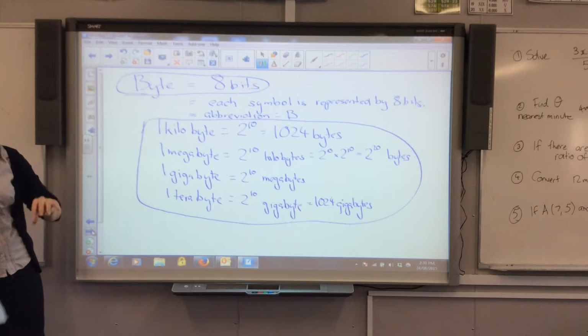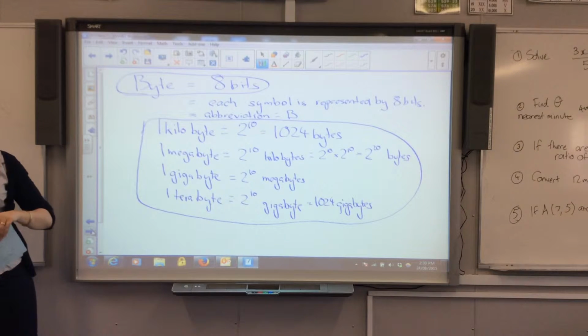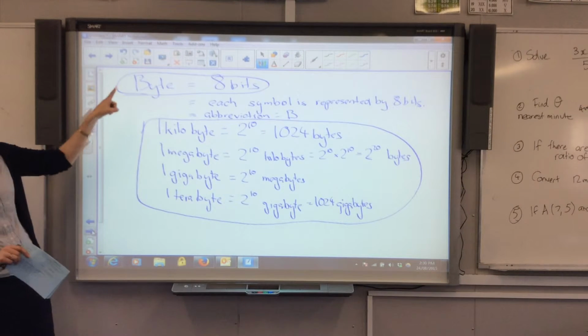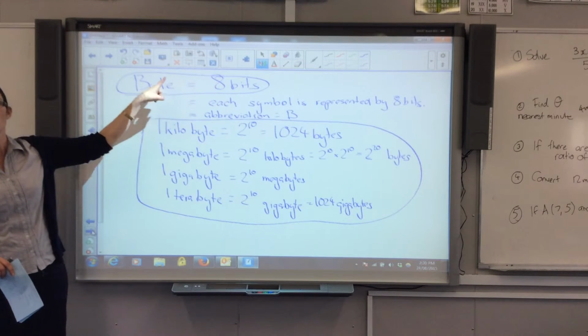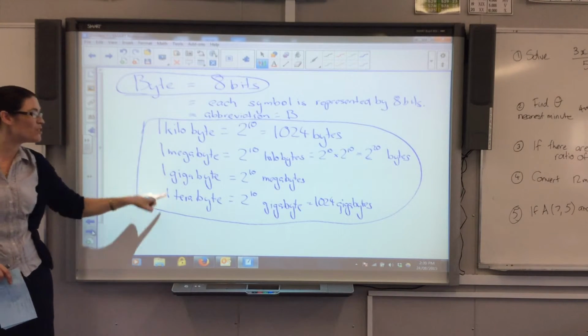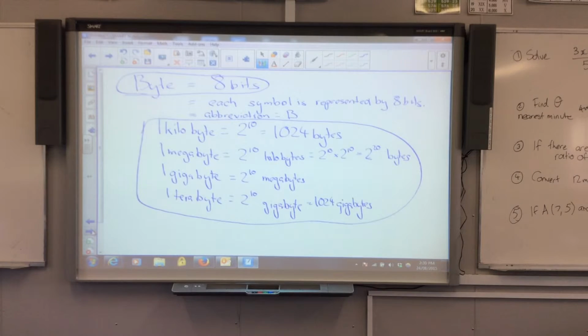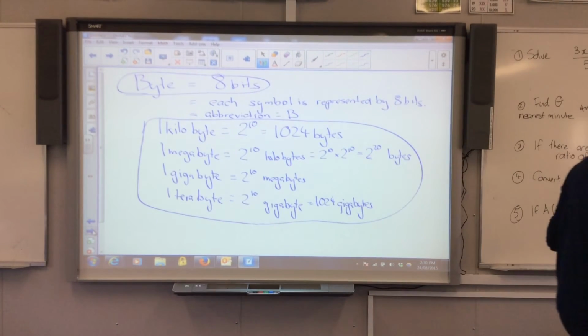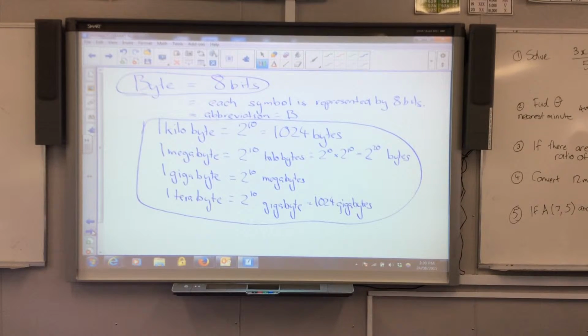On your formula sheet, have a look at the bottom of page 3. You will see that 1 byte is 8 bits and it gives you these conversions. So you do not have to memorize them. They are there for you. Alright, let's practice using these conversions.